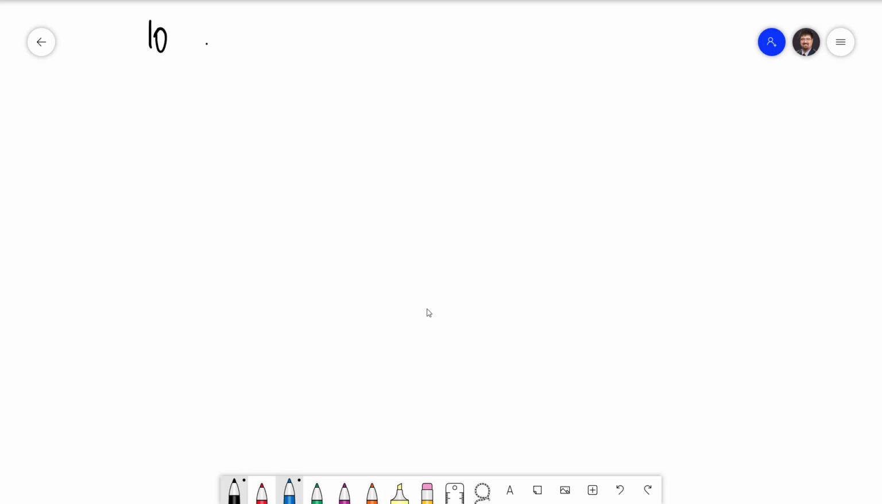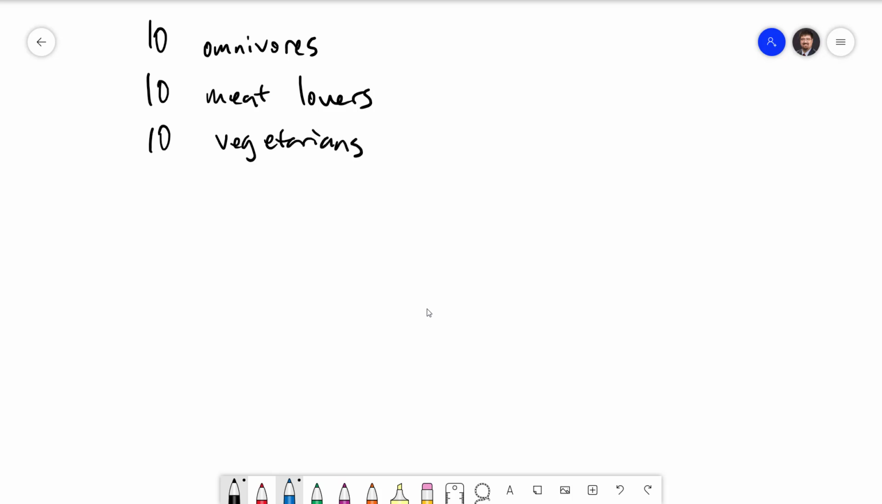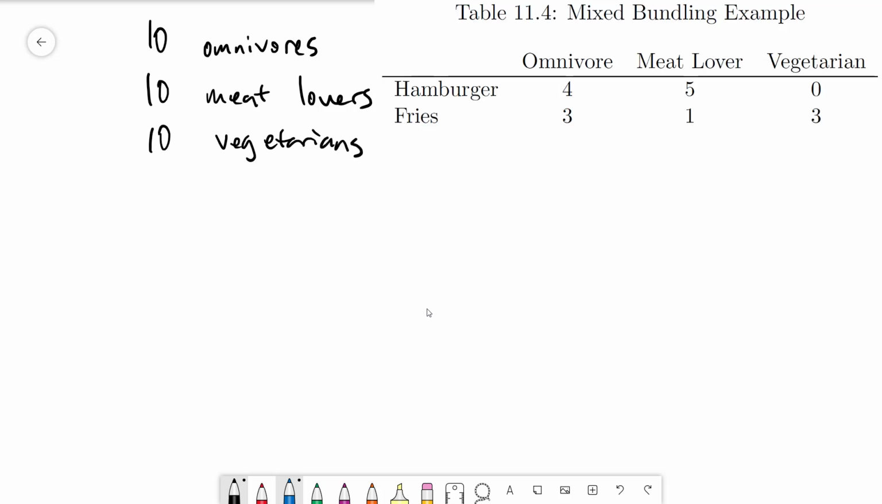We have 10 omnivores who like burgers and fries. We have 10 meat lovers who are willing to eat fries but care a lot more about the burger. And we have 10 vegetarians who would never buy the burger but do enjoy the fries. The willingness to pay for each product across each segment are shown in the table. We are going to continue assuming that the marginal cost is 0 just for simplicity, but that's certainly not realistic in this case. If we do have costs, we do need to take those into account.